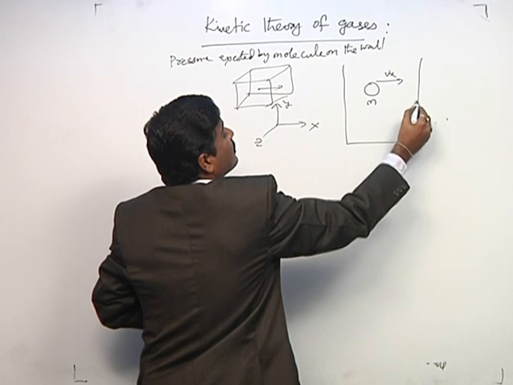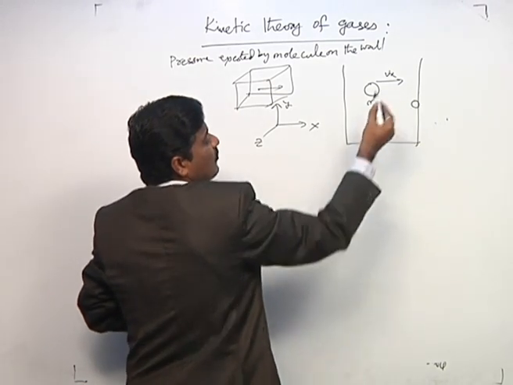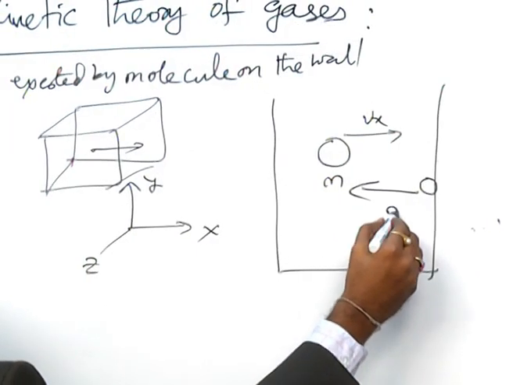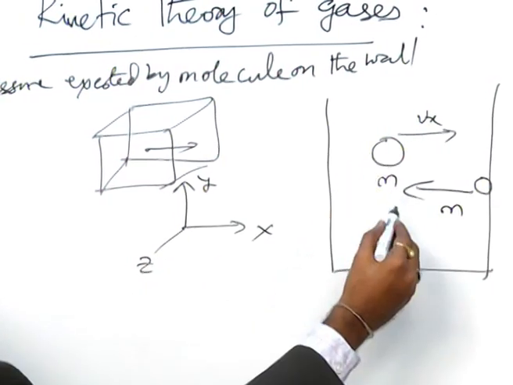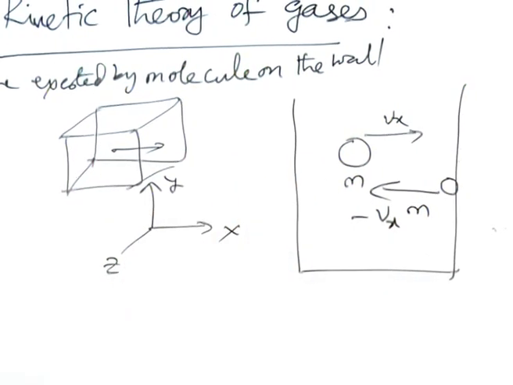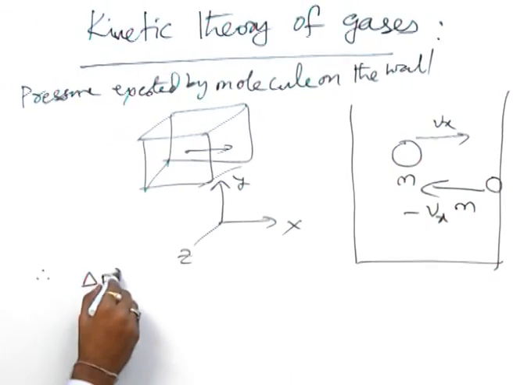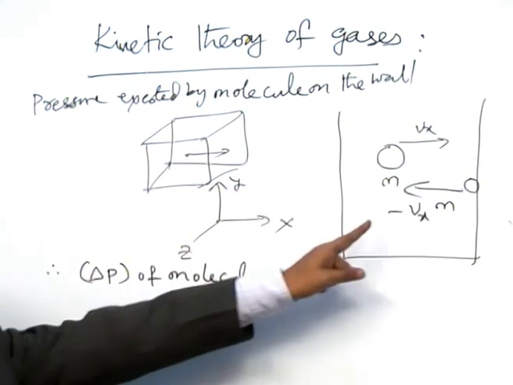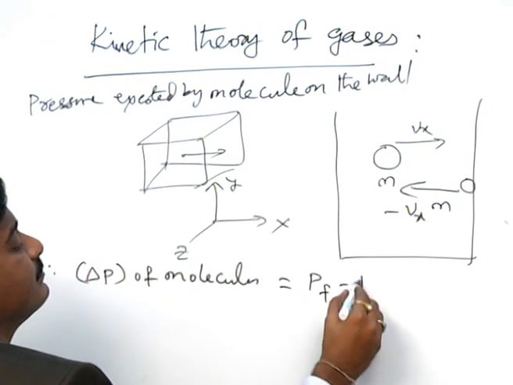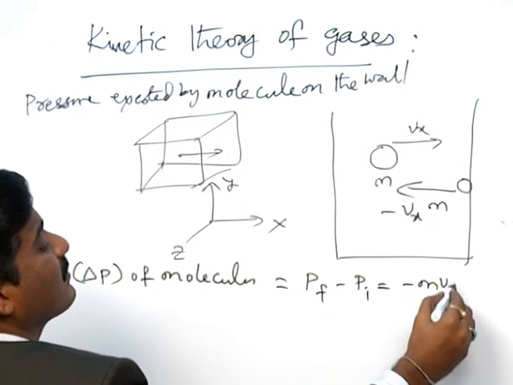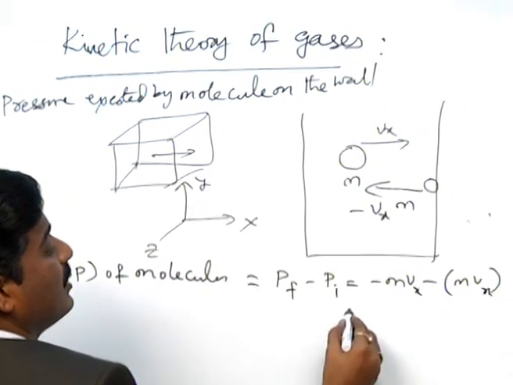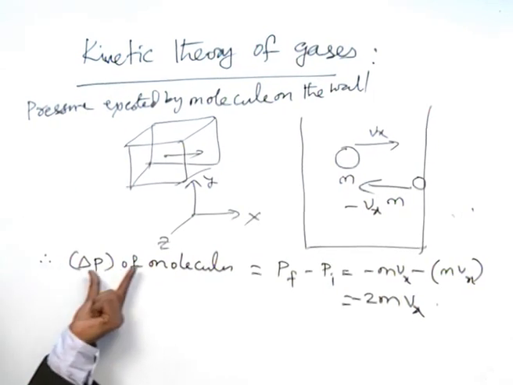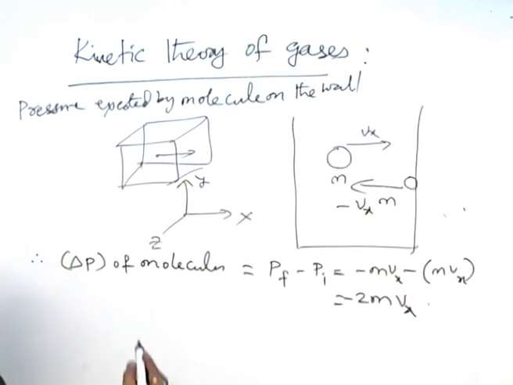After the collision, which between the molecules or walls is elastic, this being one more assumption, the molecule comes back this side. The mass is the same, but we took positive x-axis Vx before, so now the velocity along the negative x-axis is minus Vx. Therefore, the change in momentum of the molecule is final momentum minus initial momentum, so minus mVx minus mVx, which is minus 2mVx. This is the change in momentum of the molecule.